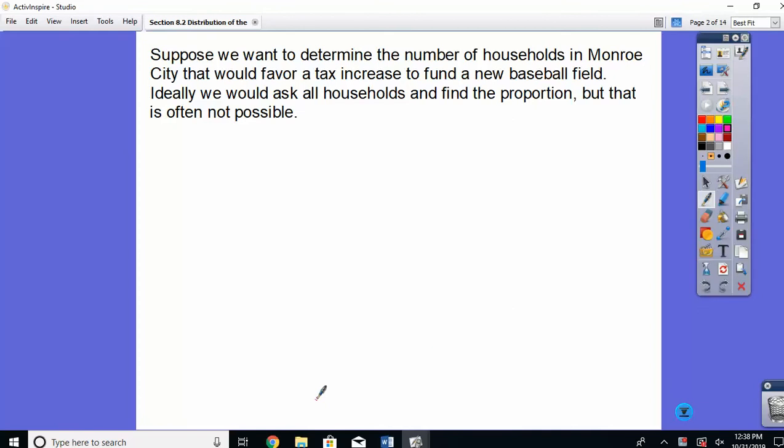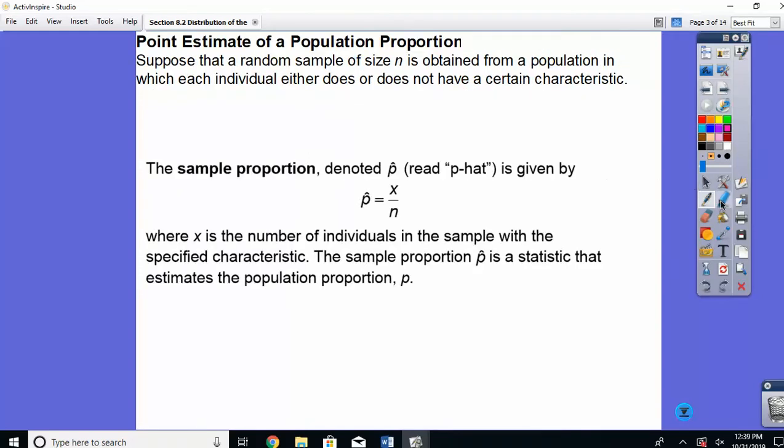So, for instance, you don't need to write this part down. Suppose I want to determine the number of households in Monroe City that would favor a tax increase to fund a new baseball field. Ideally, I would want to talk to every household, but often that's not possible. Monroe City is not a huge town, so maybe we could talk to every household, but if you were to go to Kansas City, would it be feasible to talk to every household? No, absolutely not. So we need a way to estimate what people think. And so that's what comes in when I talk about a point estimate.